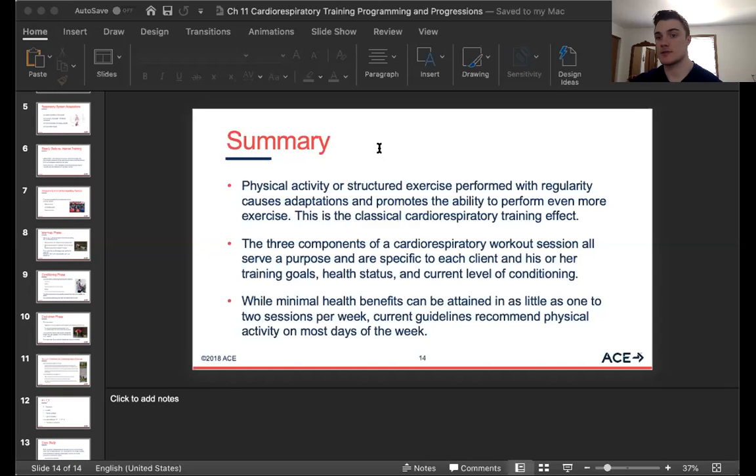Lifestyle exercise or activities of daily living: working in the yard, mowing the lawn, taking the stairs, parking in the farthest parking space away from the grocery store, lots of different things.